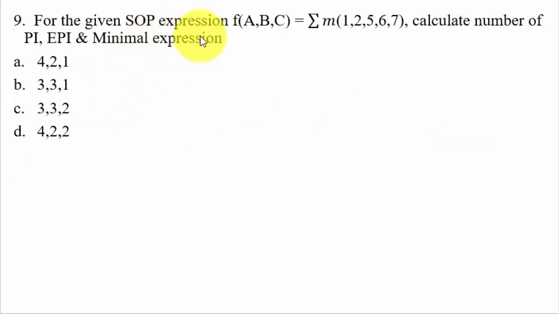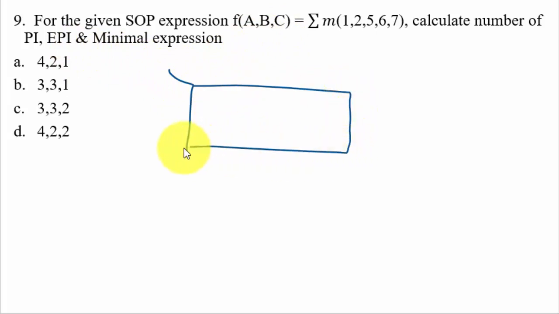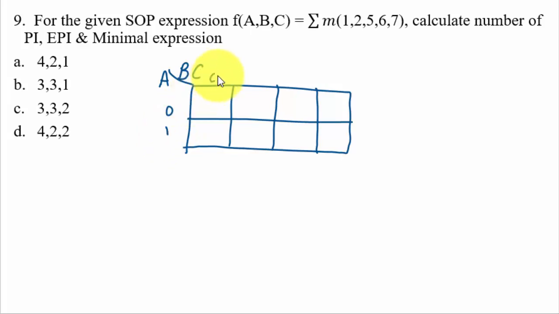Ninth question, for the given SOP expression f of ABC equals summation m of 1, 2, 5, 6, 7, calculate the number of prime implicants, essential prime implicants, and minimal expression they are asking. So you are making use of a 3 variable K map. The cells will be ranging from 0 to 7, and my inputs are A, B, and C. So it is 0 1 0 0 0 1 1 1 1 0. So what is the SOP expression they have given? 1 2 5 6 7.